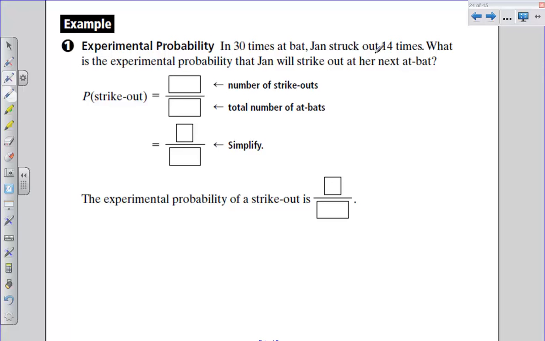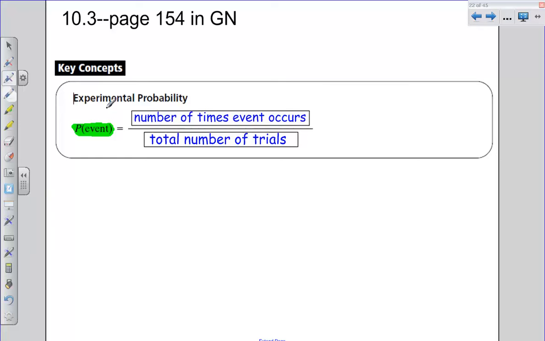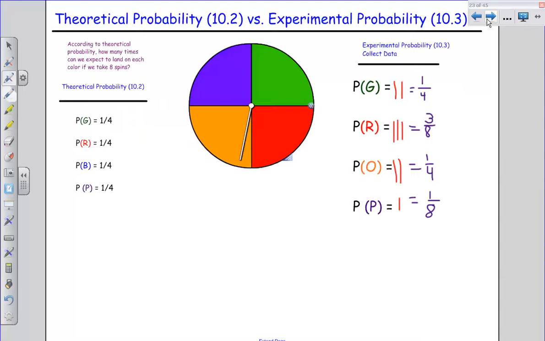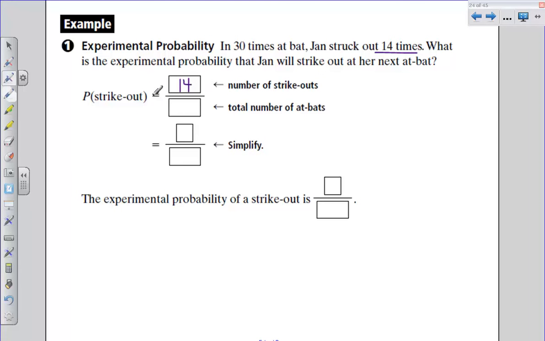So I'm looking at, she struck out 14 times. So 14, according to my definition, is the number of times the event occurs. What's the event? The event is striking out. She struck out 14 times. How many total times did she go to bat? 30. And then if I simplify this, I should be able to divide both by 2. So 7/15.